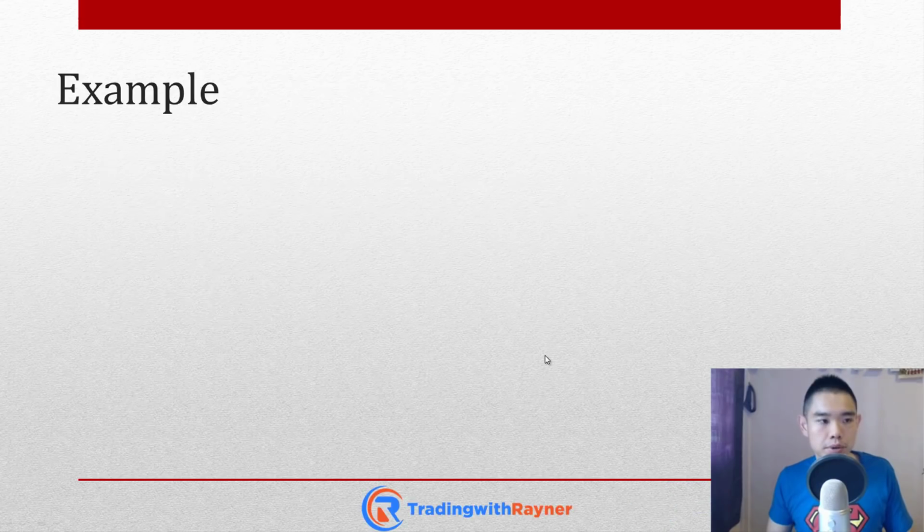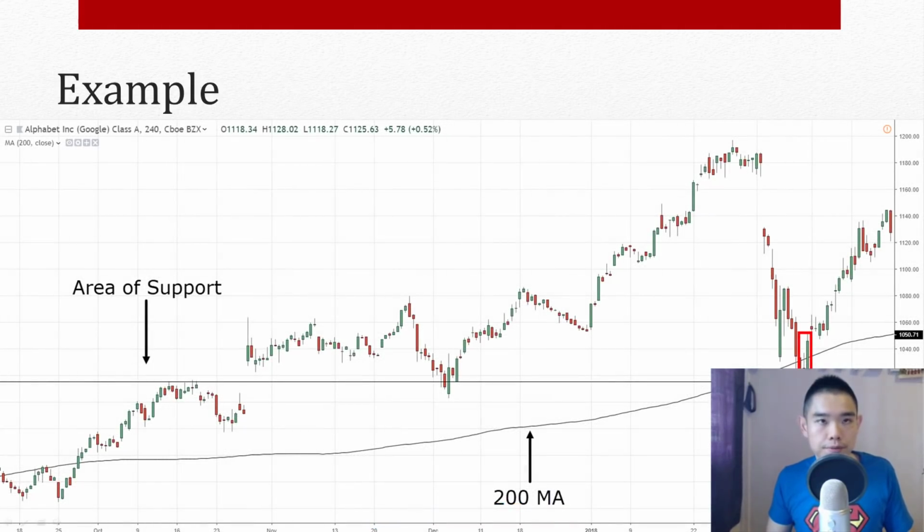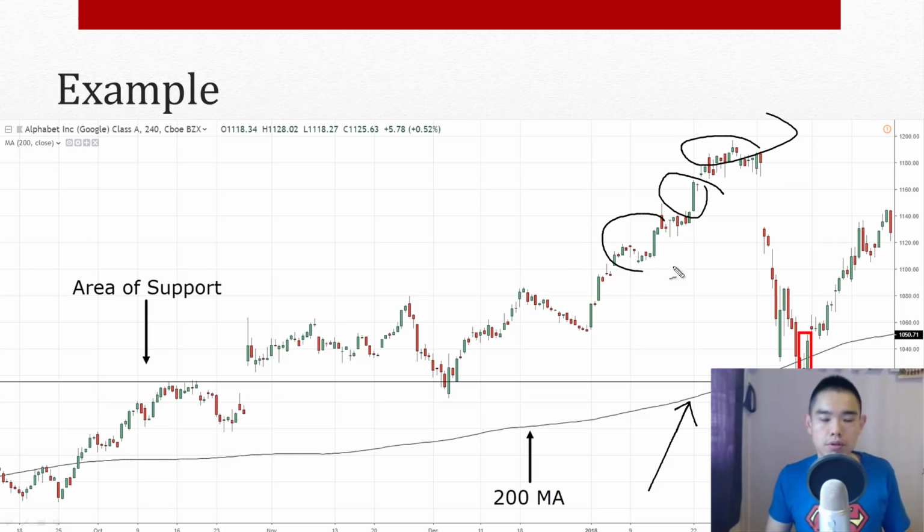So here's an example. You can see over here the price above the 200 MA. So should you be buying or selling? Buying, I hope you said buying. Yeah, you should be buying. Now, the price is above the 200 MA, you should be buying. Do you buy it over here? Do you buy it over here? Or do you buy it over here?